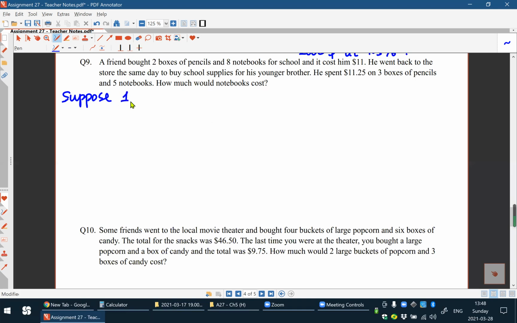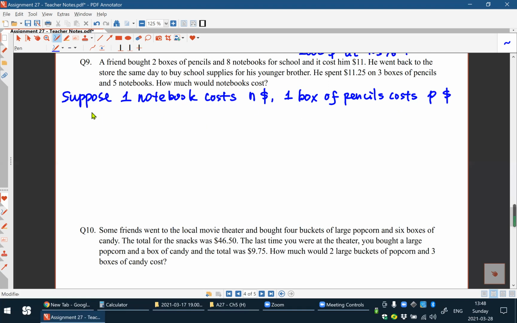Suppose one notebook costs $N and one box of pencils costs, how about P dollars? P for pencils and N for notebooks.